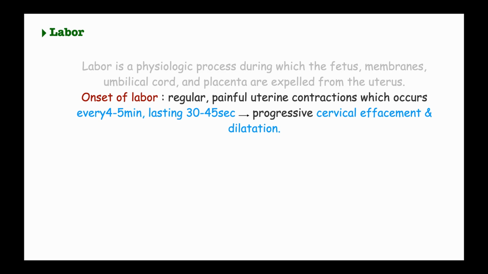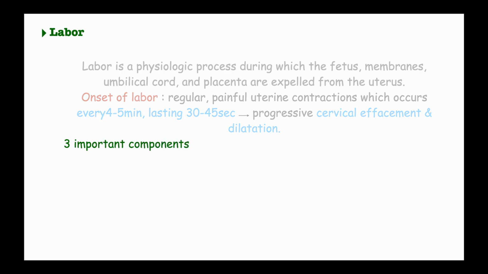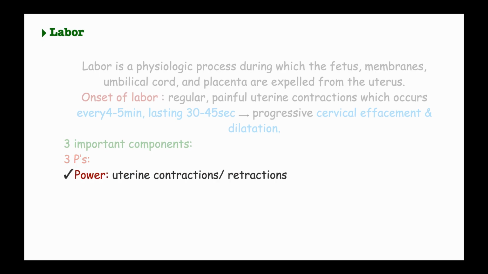By cervical effacement, I mean the taking up of the cervix into the lower uterine segment, and dilatation is opening of the cervical os. Now, there are three important components of this labor, which we have grouped into the three P's, where the first P represents the power. Power is the strength with which contractions and retractions of the uterus occur. Contractions here refers to the temporary shortening and thickening of the muscle fibers in the active phase of labor, and retractions is the permanent partial shortening of these muscle fibers.